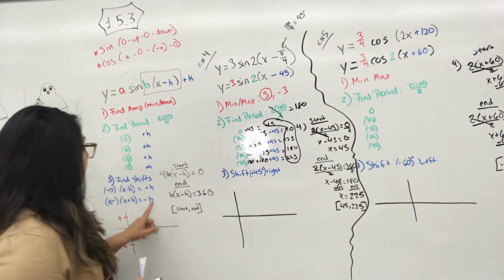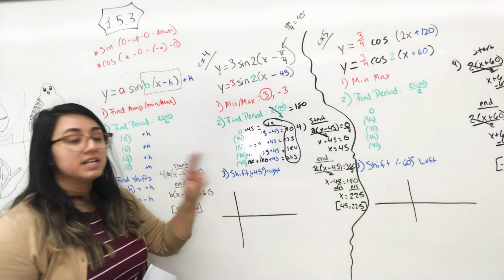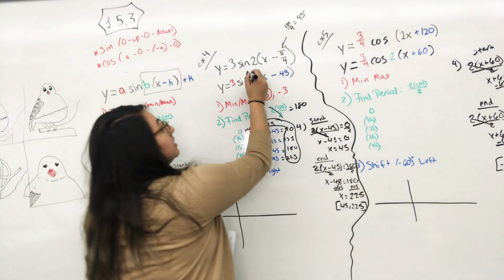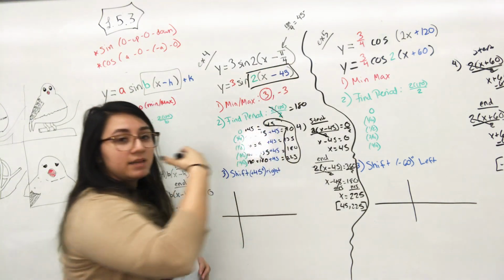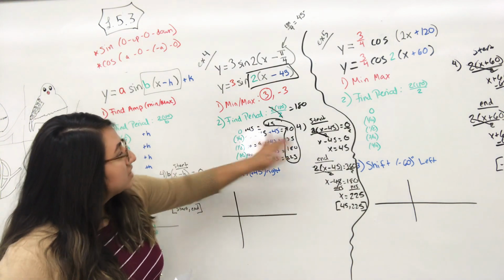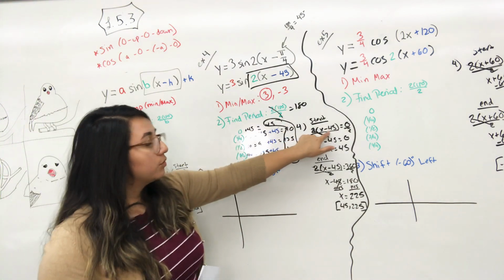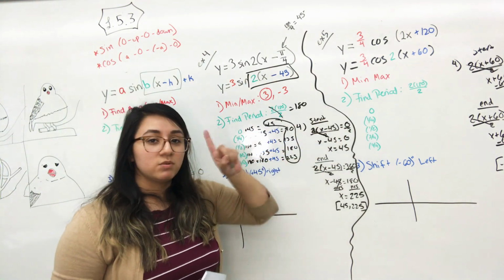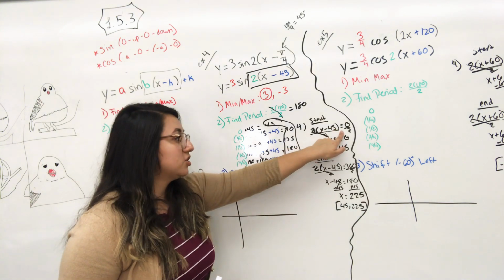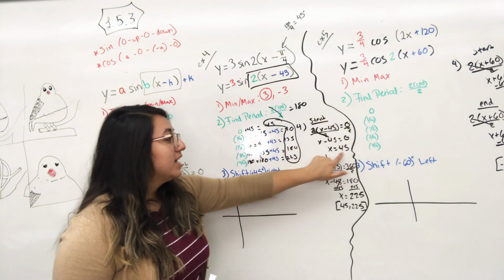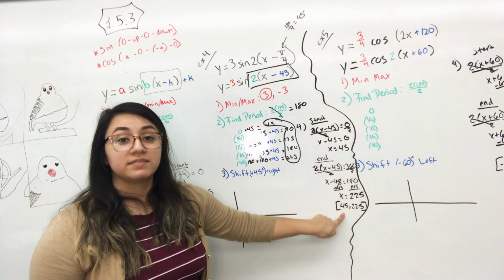The last step is to find your starting point and your ending point. You're always grabbing this section here, 2 times x minus whatever. My starting point, 2 times x minus 45 equals 0. You're going to set it equal to 0 to find your starting point. Divide by 2, add 45, and my starting point is now 45.